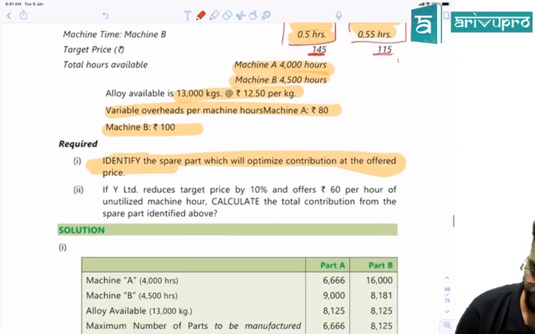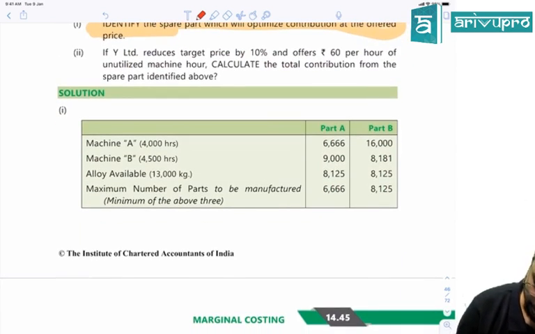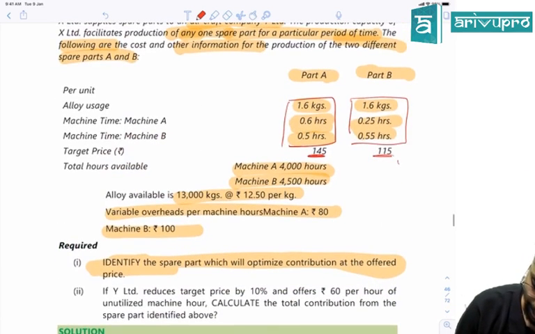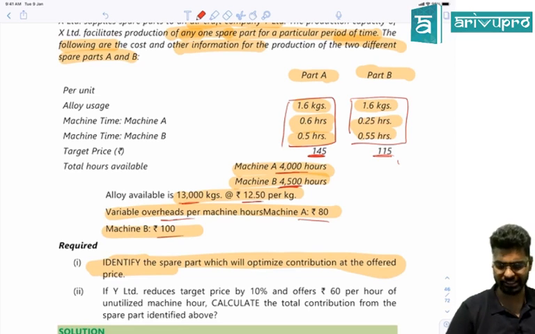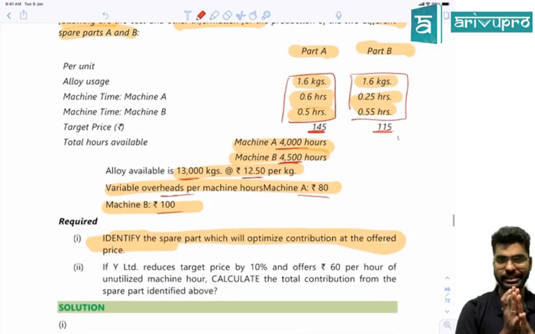See guys, let's try understanding it. There is 4000 hours of machine A and there is 4500 hours of machine B. Raw material available is this much. Okay, we know all of these terms. Does anyone have any problem understanding the question? Guys, are you clear? Now let's try understanding different parts of it. Now I want you guys to see different things first.